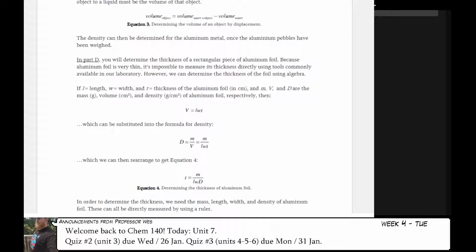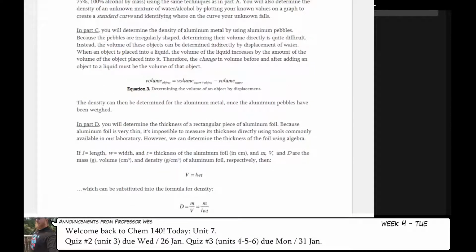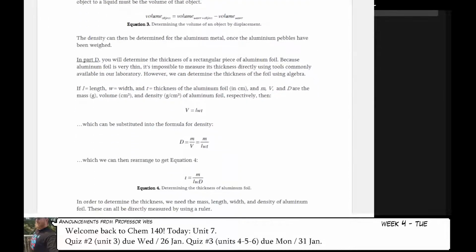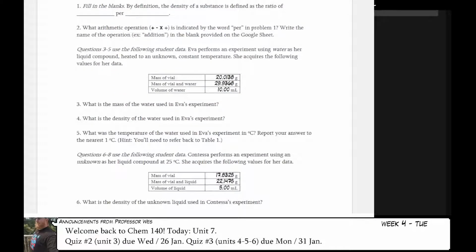Part B is a bunch of solutions that I'm going to have data for. You calculate the density for all the solutions, and then you have to plot the data on a graph. And we're going to show how to do that in just a second. Part C, you're going to figure out the density of aluminum using difference. And then part D, you're going to figure out the thickness of an aluminum foil. And we're going to come back to this formula in just a second. So let's talk about part A.